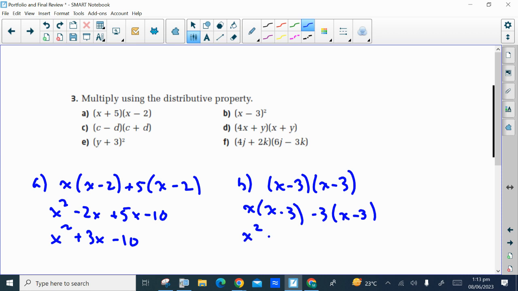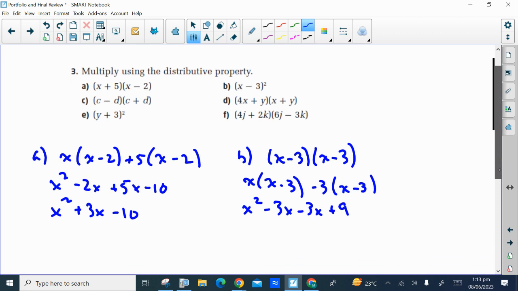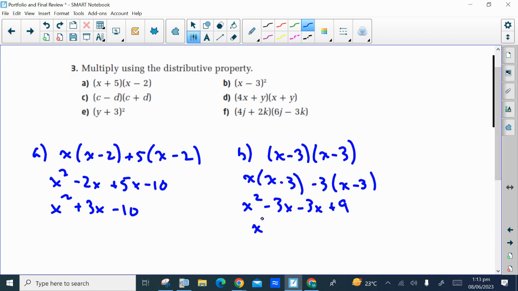Multiply it out. So it actually does have an x squared, and it does have a plus 9, but there's also one more term. Negative 3x, take away another 3x is negative 6x. There's the final answer when you multiply out those binomials.